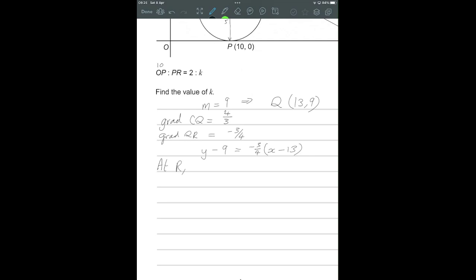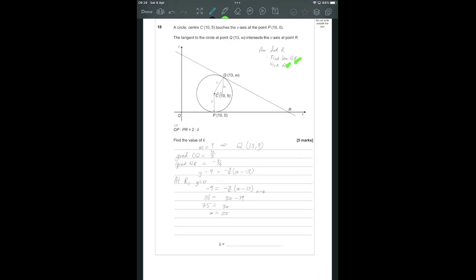So at R, y equals 0. So that's now negative 9 equals that nonsense. I'm going to multiply through by negative 4. That's going to get rid of the fraction and the negative sign that I don't like. Multiplying through by negative 4 leaves this side as 36. Expanding that bracket out leaves you 3x. 3 times negative 13 gives you negative 39. Adding on the 39 gets me to 75 equals 3x. So x equals 25. Well, that gives us our coordinates of R. R is therefore 25, 0.